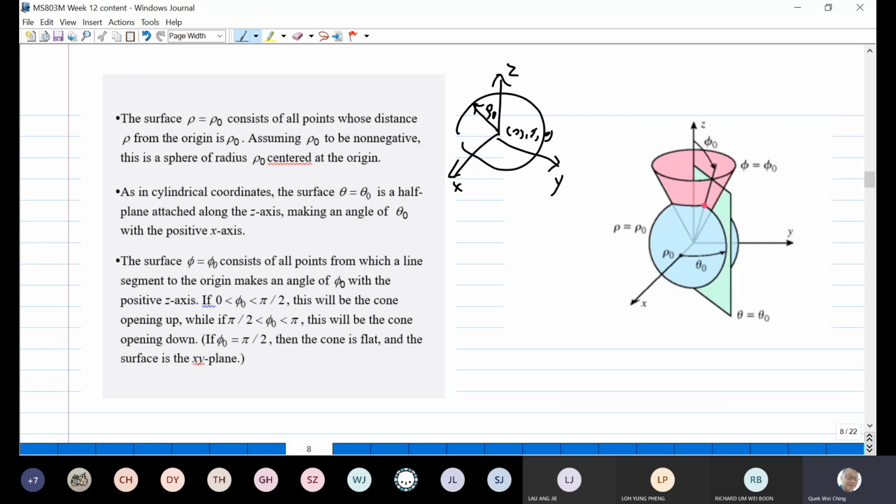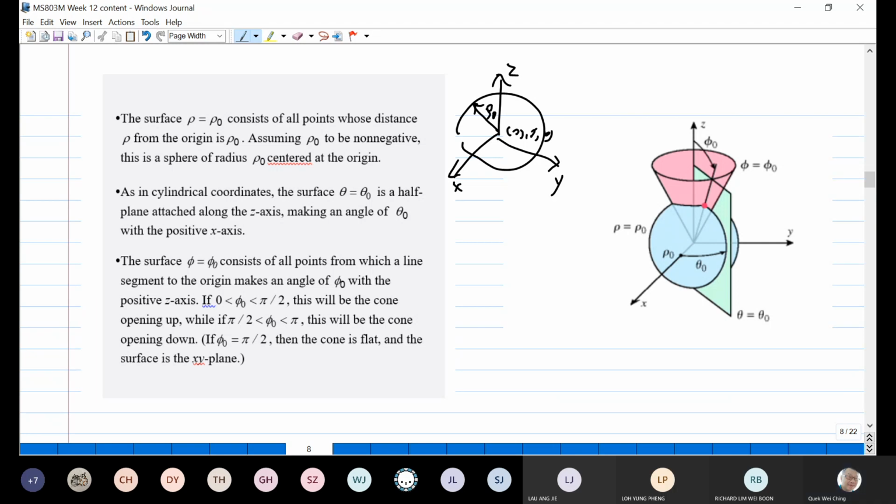Then how about the other one? Theta equal to theta 0 is the same as the cylindrical coordinate, right? It makes an angle theta with the z-axis, and you only get a half plane again. Because if you want to get the other half on the opposite side, the theta will be 180 plus theta 0.